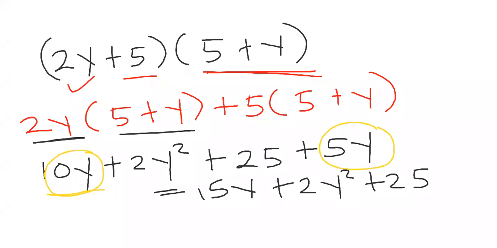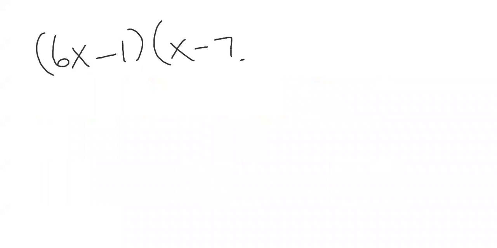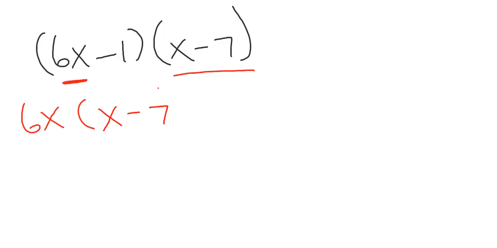Then I will now do the last example. The last example, which is 6x minus 1, multiply it by x minus 7. So we do the same thing that we have been doing. What is this side multiplies everything that is that side. To do it the easier way, take the 6x, multiply it by the x minus 7. Then from there, take the negative 1 and multiply it by the x minus 7 as well.